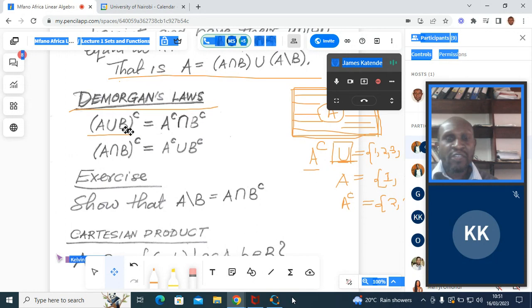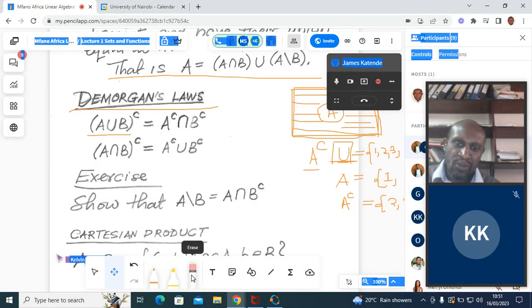So what our theorem here says is if you get the complement of a union of two sets, it's the same as the intersection of the complements of the individual sets. And the second one says if you get the complement of the intersection of two sets, this will be the same as the union of the complements of the two sets. You can see it changes. If you have intersection on this side, it switches to union on that side. If you have union on this side, it switches to intersection on the other side.